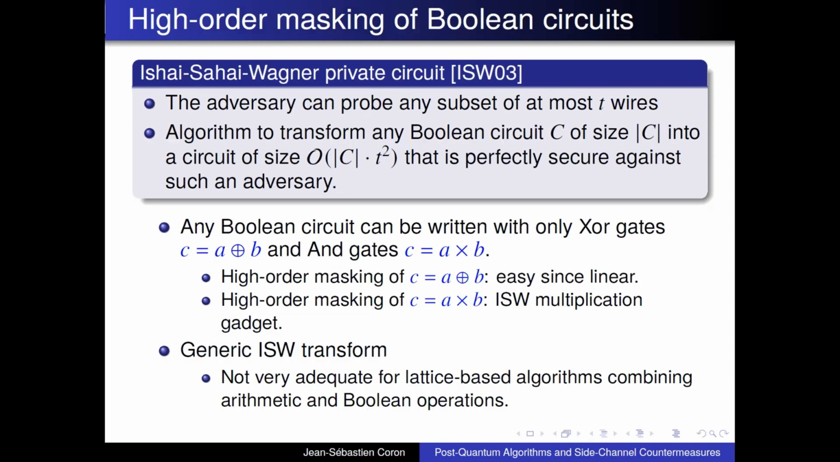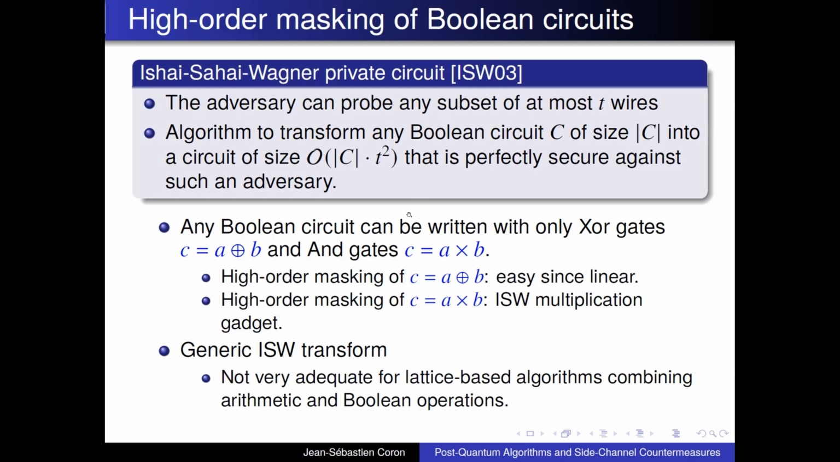And so we have theoretical results for high-order masking, and the basic result is the ISW paper, which showed that it's possible to get security against an adversary probing T wires in a circuit by using a countermeasure that is going to expand our circuit C into a circuit C prime of size C times T squared. So we have this penalty of T squared as the number of probes. And so there is a generic transformation of any Boolean circuit into a circuit that satisfies this property.